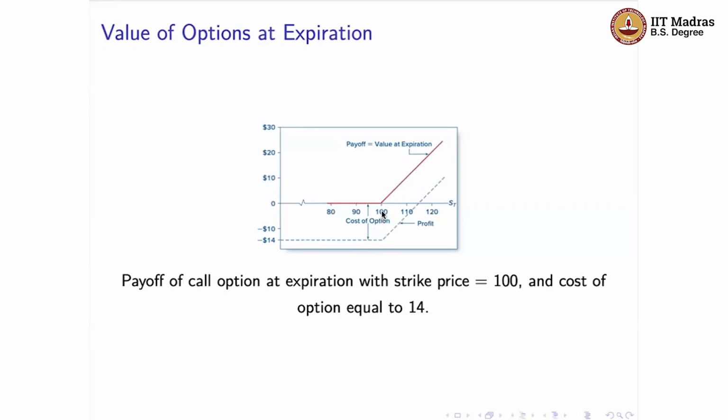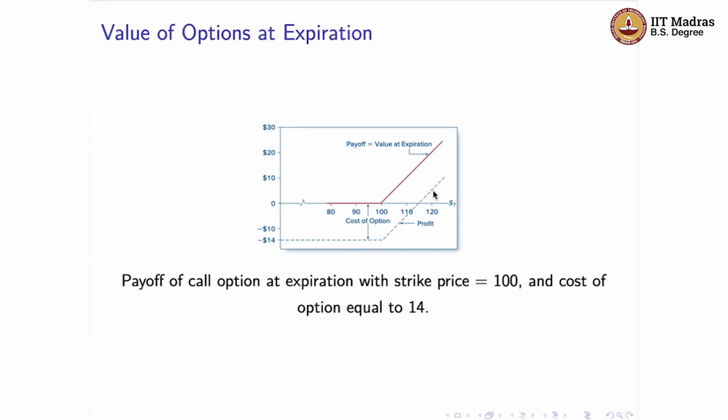Now, once the stock price exceeds 100, it makes sense to exercise the option, right? And if you're exercising the option, the payoff is going up, and parallel to that, the profit is going up. However, it's only when the stock price reaches at least 114 that the owner of this call option ends up turning a positive profit, right?